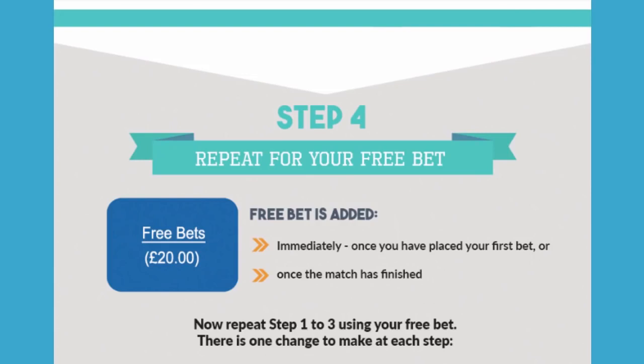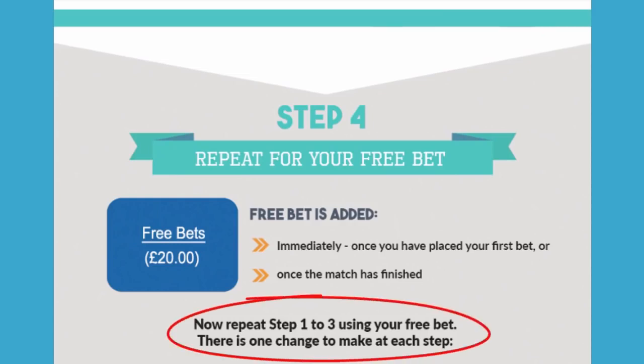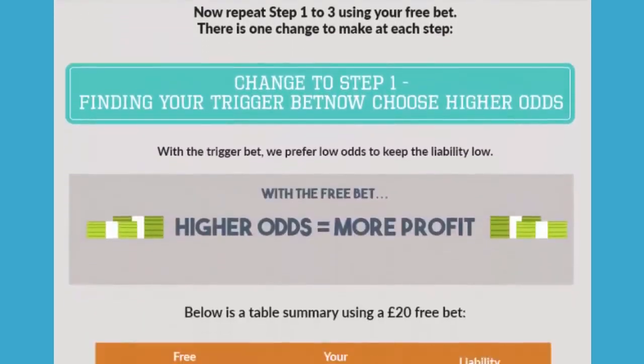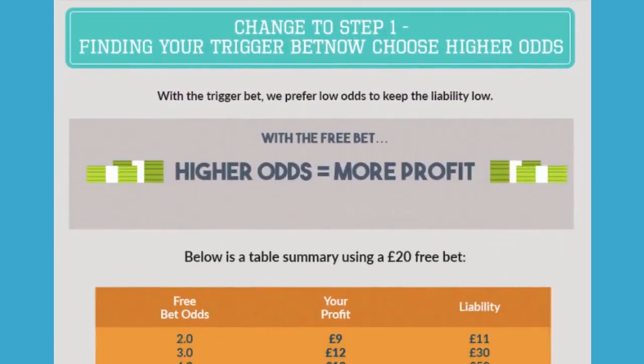The free bets are our ticket to over £600 in profit, and in this 4th and final step, I'll be showing you how to turn free bets into bankable cash. It's a straightforward step, as you won't actually be learning anything new. We'll simply be repeating steps 1 to 3, but with one minor change at each step. So let's crack on and turn your free bets into cold, hard cash.